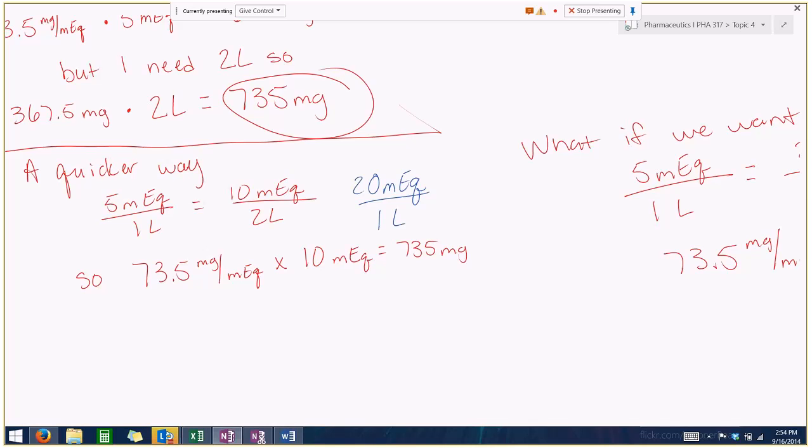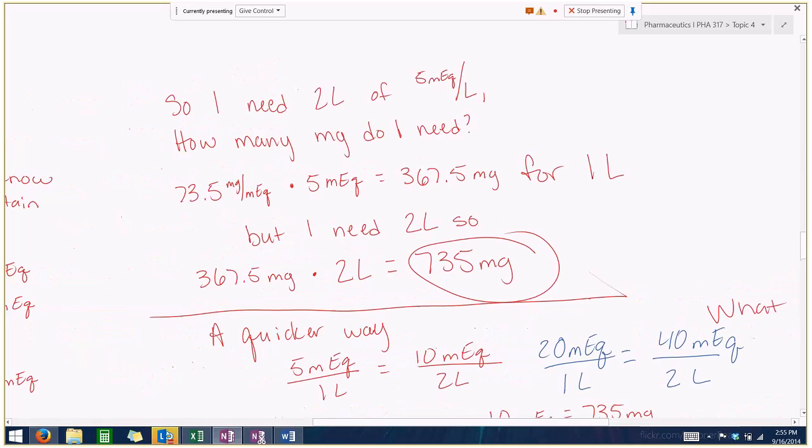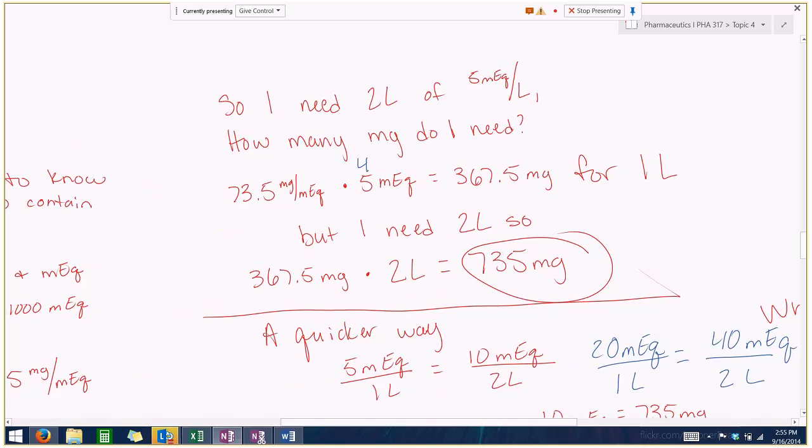Okay, anyways. So on my example, I was working with 20 milliequivalents per liter instead of 5 milliequivalents per liter. I know I need 2 liters. So to get from 1 to 2, I multiplied by 2, obviously. So I'd multiply this by 2, so that'd be 40. Then I would replace this with 40 right here and multiply across. That's the easy way to do it. Up here, I would replace my 5 with 40.